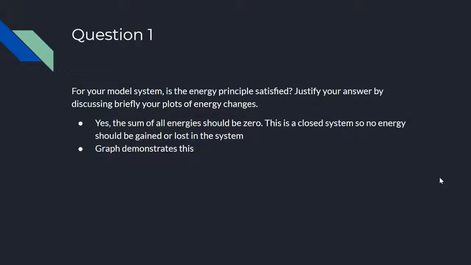To answer the first question, yes, the energy principle is satisfied. The sum of all energies acting on the system should be 0. This is a closed system, so no energy should be gained or lost in the system. The graph from the Python code shows this to us because the orange line, which represents the total energy, remains at 0 during the duration of the code.